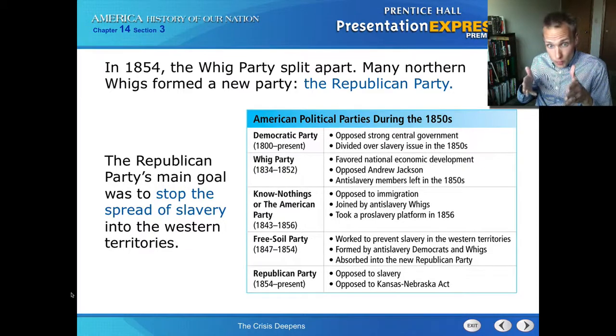The very bottom of this little chart here shows that they opposed slavery. They believed that it was property. Slave owners do have a right to property, but they wanted to stop the spread of it. They also were opposed, obviously, to the Kansas-Nebraska Act. They were opposed to popular sovereignty, to letting individuals vote on slavery. They didn't want it to spread at all.